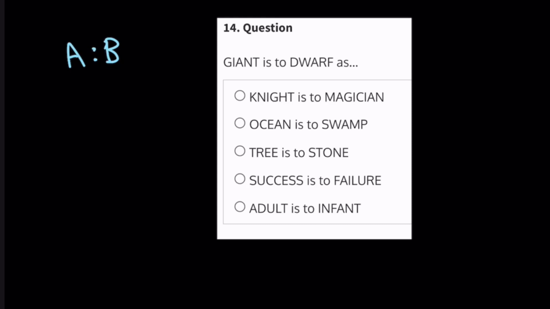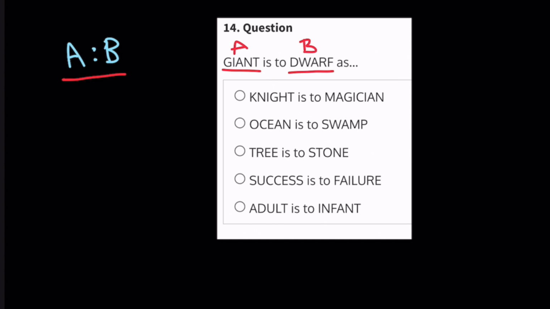Giant is to dwarf as. So this is an analogy question, and in this type of question, our setup is always going to be A is to B in both our answer choices and in our question stem. So here we see that giant is going to be our A, and dwarf is going to be our B.